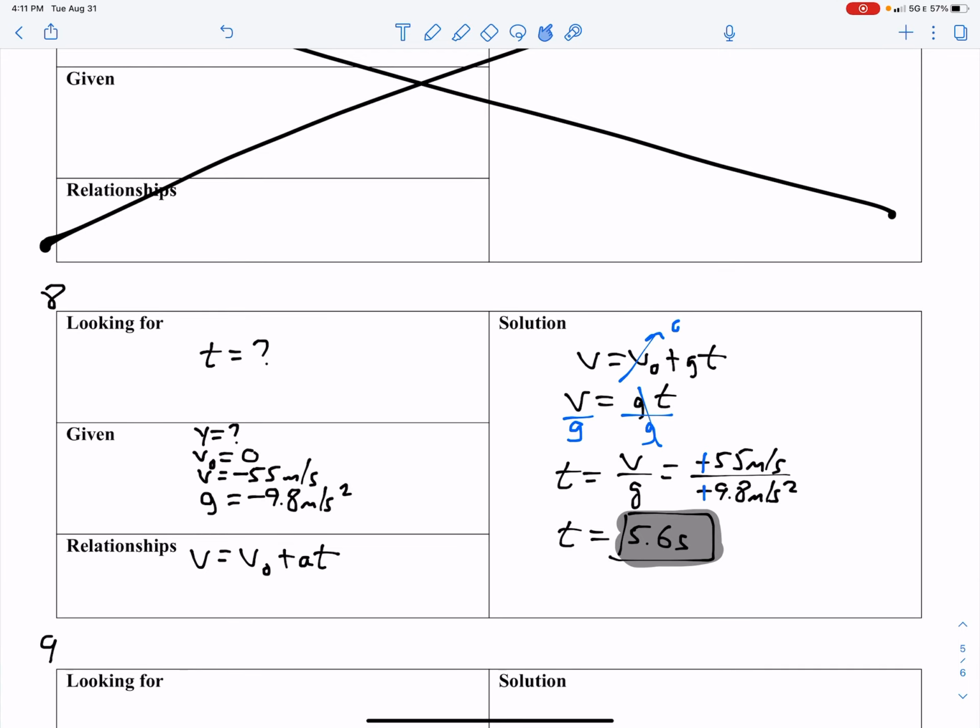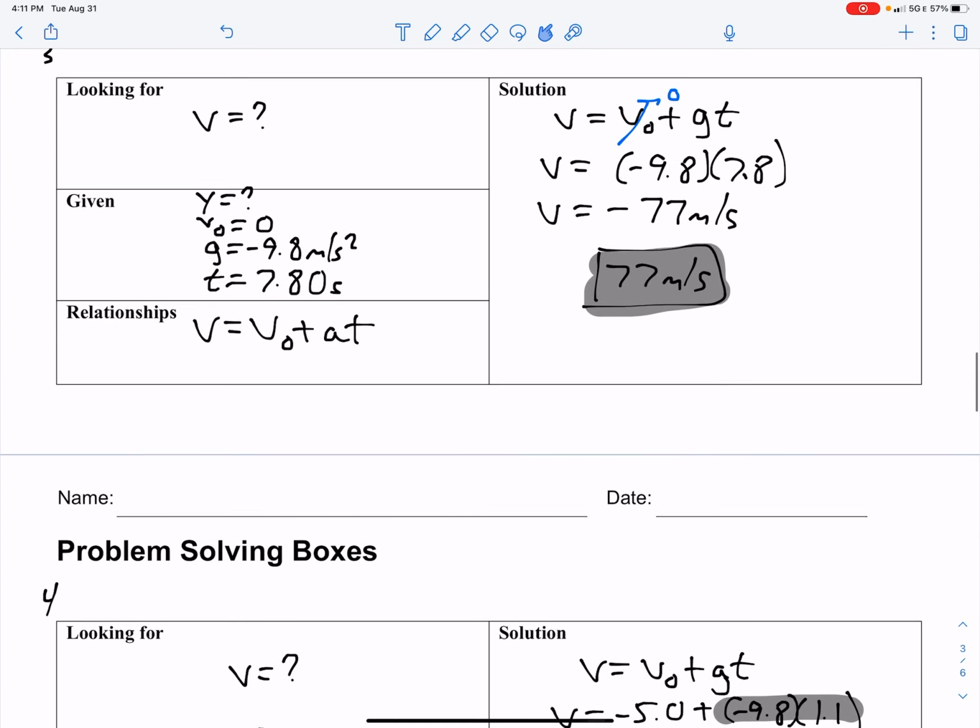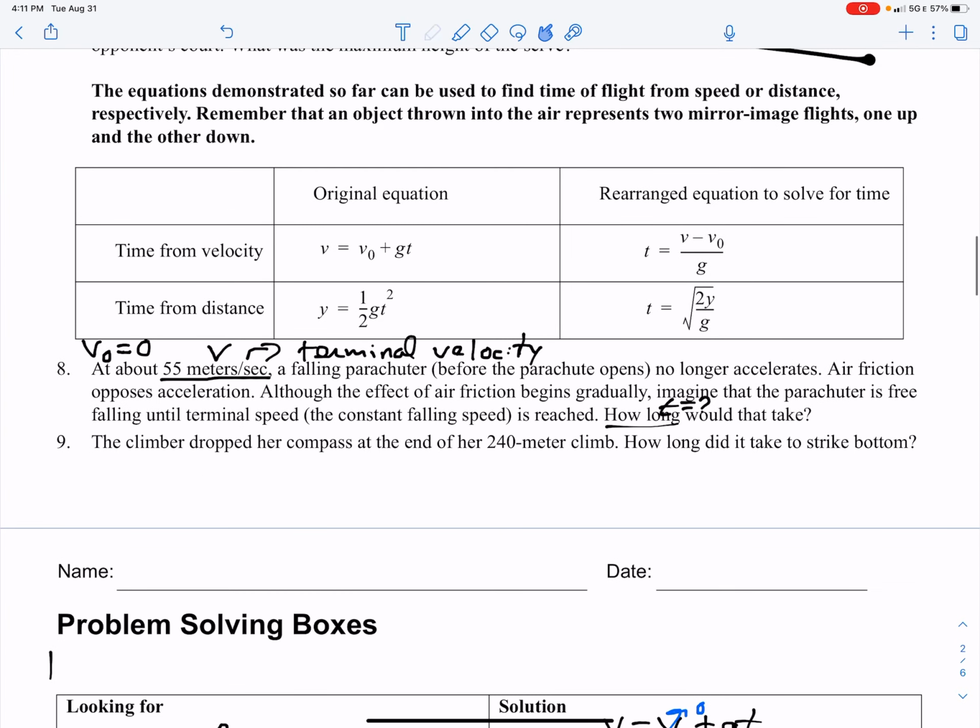Lastly, number 9. A climber dropped her compass at the end of her 240-meter climb. How long did it take to strike the bottom? Well, dropping the compass, again, free fall acceleration all across this board here, because all of these examples are objects that are either climbing but slowing down because gravity acts on them, or dropping and speeding up because gravity is acting on them. So anytime gravity is accelerating the object flying up or down, then that's a free fall acceleration problem.